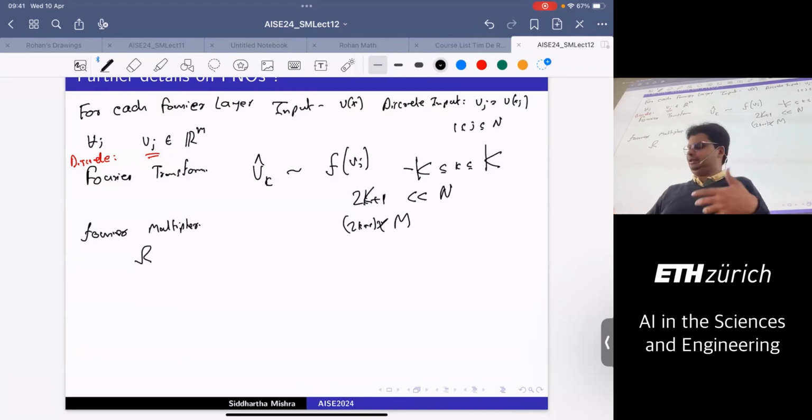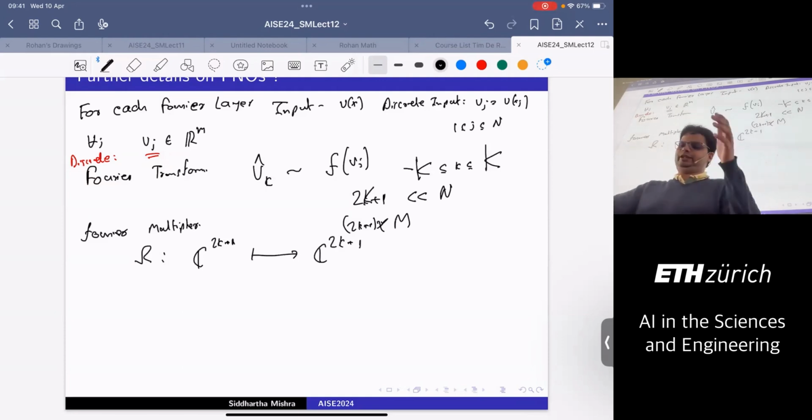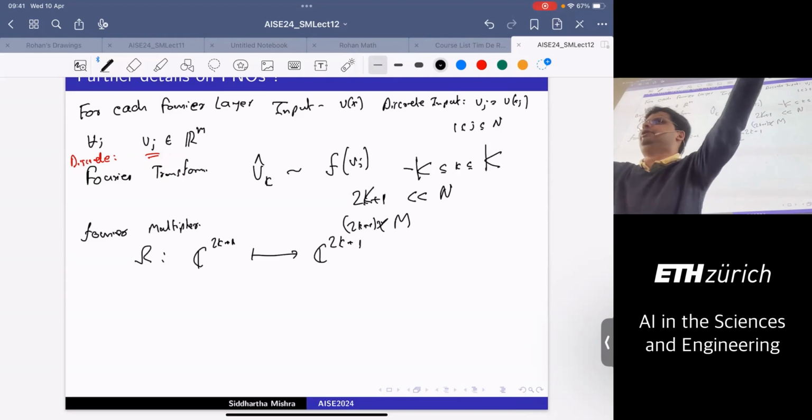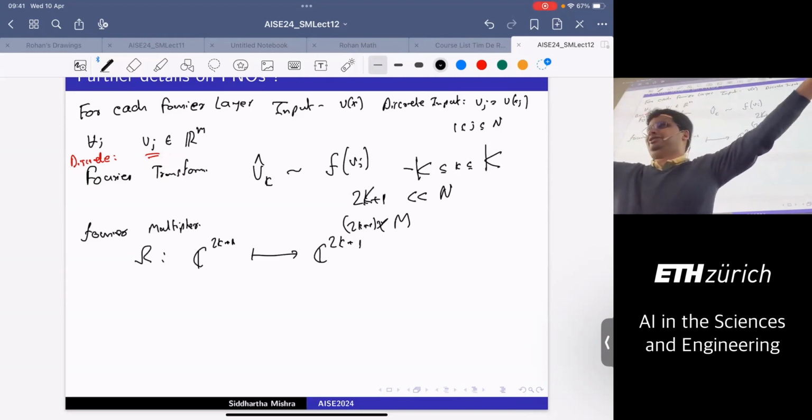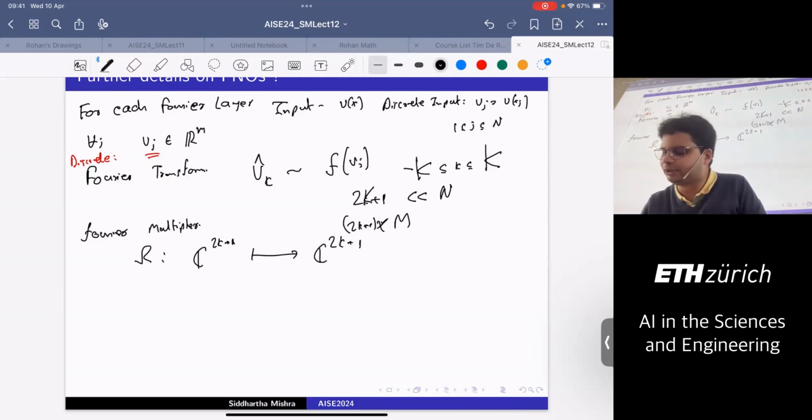So essentially it takes C of 2K plus 1 and it produces a complex number which is 2K plus 1 for simplicity. It could be something else. So it takes 20 frequencies and it transforms them into 20 frequencies. It could transform them to 30 frequencies if you want, or 15 if you want. So this is the part which is learnable. And in the code, it is realized as a tensor. And then you have the inverse Fourier transform.